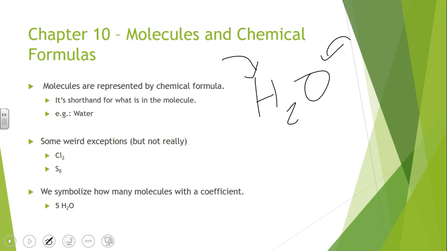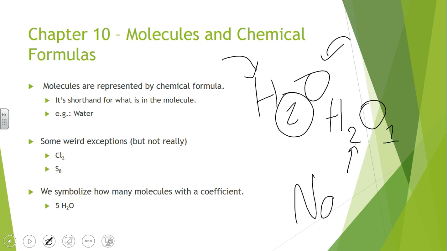And they're shoved together, and then we put a subscript here, so that it looks like it should, H2O. That subscript tells us how many hydrogens there are in a molecule of water. If there's no subscript, we assume it to be a 1. So something like NaCl, that's a molecule of sodium chloride. It's 1 sodium and 1 chlorine.